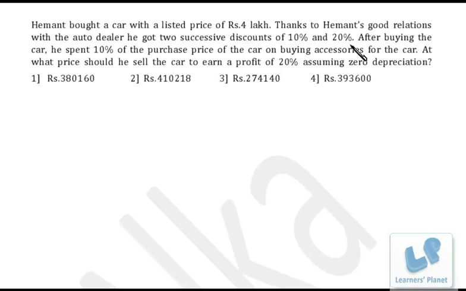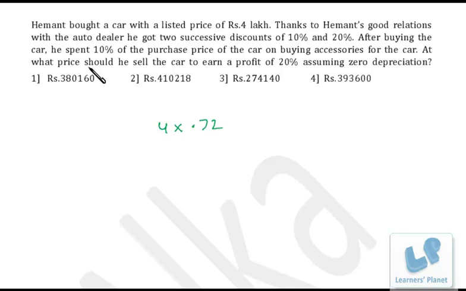That means the final discount will be, suppose we start with 100. That 100 minus 10, that's 90, and 20% of 90 is 18. That means finally he is paying 72. That means he is getting a 28% discount, right? So what is the price that he is paying? 72% of 4 lakh, right?